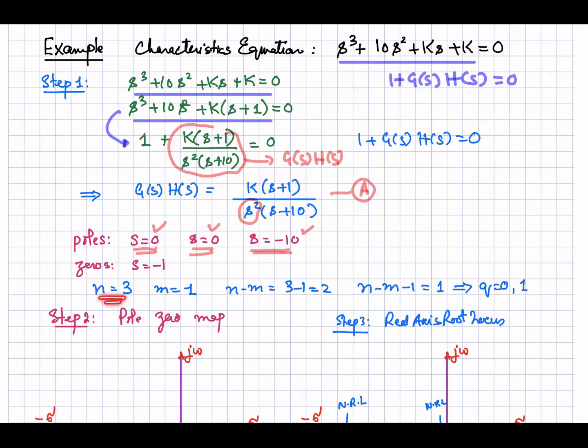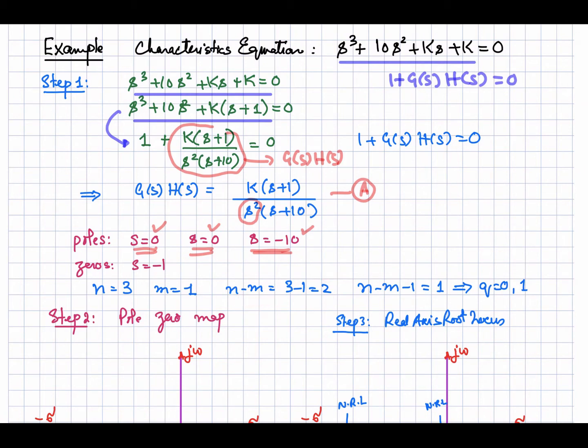So there are three poles, there is one zero, and the number of asymptotes, the number of paths towards the zeros which are sitting at infinity, is equal to 2, because one pole will move toward the one zero, and the other two poles will move towards infinity. So 2, which is n minus m, is basically the number of poles moving towards infinity.